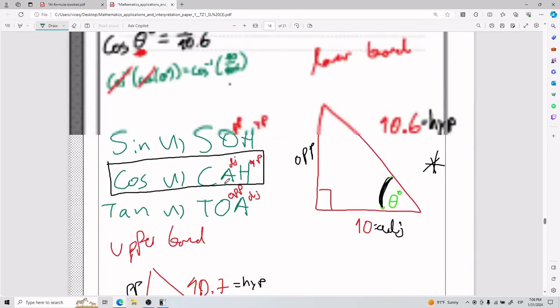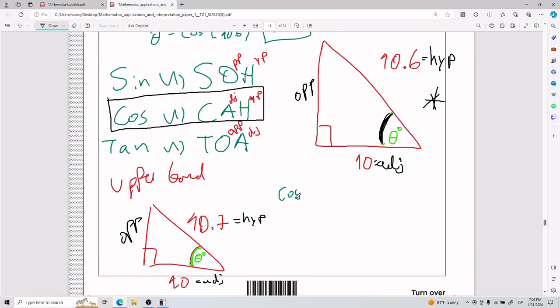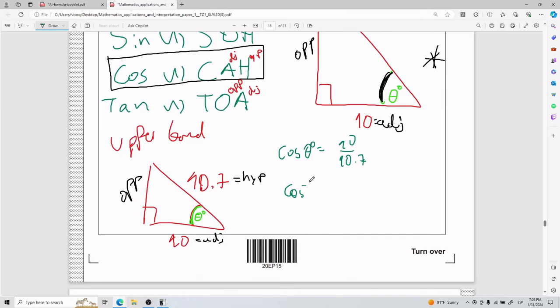See? For the upper bound, it's the same thing. So for the upper bound, you're going to do cosine of your angle equals adjacent over hypotenuse. So it's going to be 10 over 10.7. So the process is the same. You do cosine inverse because cosine inverse is the opposite of cosine. It helps you get rid of the cosine, quite literally. So you're going to end up with 10 divided by 10.7. Yeah, you guys get the idea by now. This goes away with this. You end up with just theta. See? Theta angle equals that.